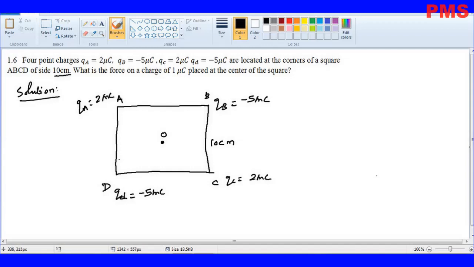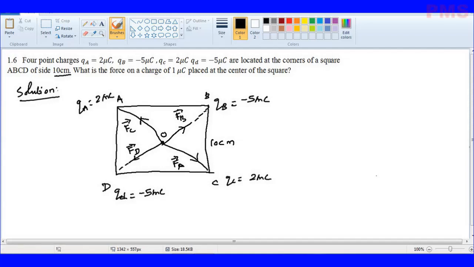In this figure, it can be easily seen that charges of equal magnitude and same sign are at opposite corners. QB is opposite D, and QD is minus 5 microcoulomb. Same for A and C charges: QA equal to 2 microcoulomb, QC equal to 2 microcoulomb. So charges of equal magnitude and same sign are at the corners of the same diagonal. So they will exert equal and opposite forces on the charge placed at the center.